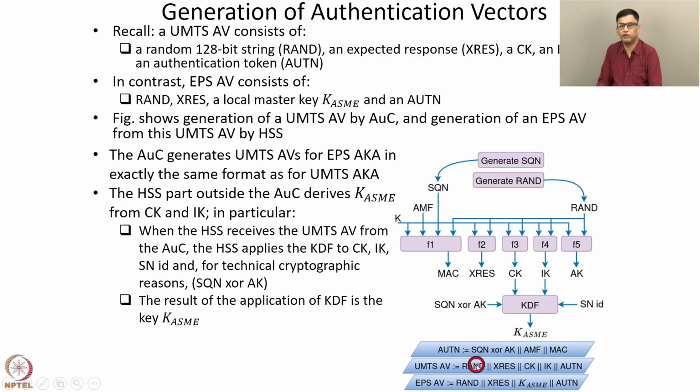And the UMTS authentication vector consists of RAND, XRES, CK, IK, and AUTN. And the EPS authentication vector consists of RAND, XRES, KASME, and AUTN. In the case of UMTS, from these 5, the authentication vector is generated, and it is this. Whereas in the case of EPS, the ciphering key and integrity key, along with the SQN XOR anonymity key and the SNID, are used to generate the KASME. And the EPS authentication vector consists of these values: RAND, XRES, KASME, and AUTN. So, this shows the difference between UMTS authentication vectors and EPS authentication vectors.